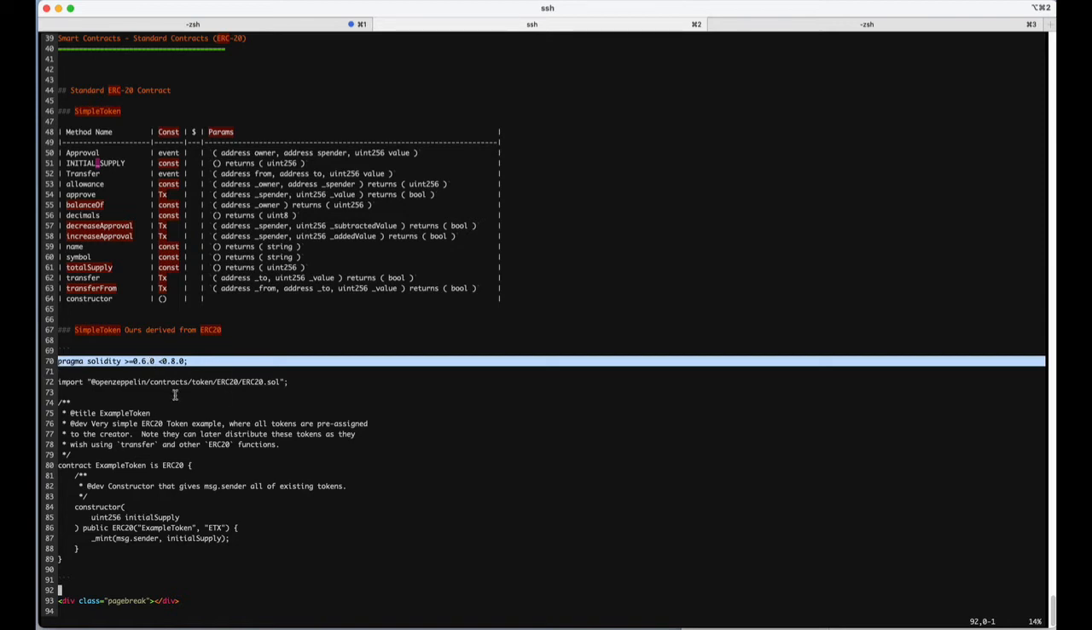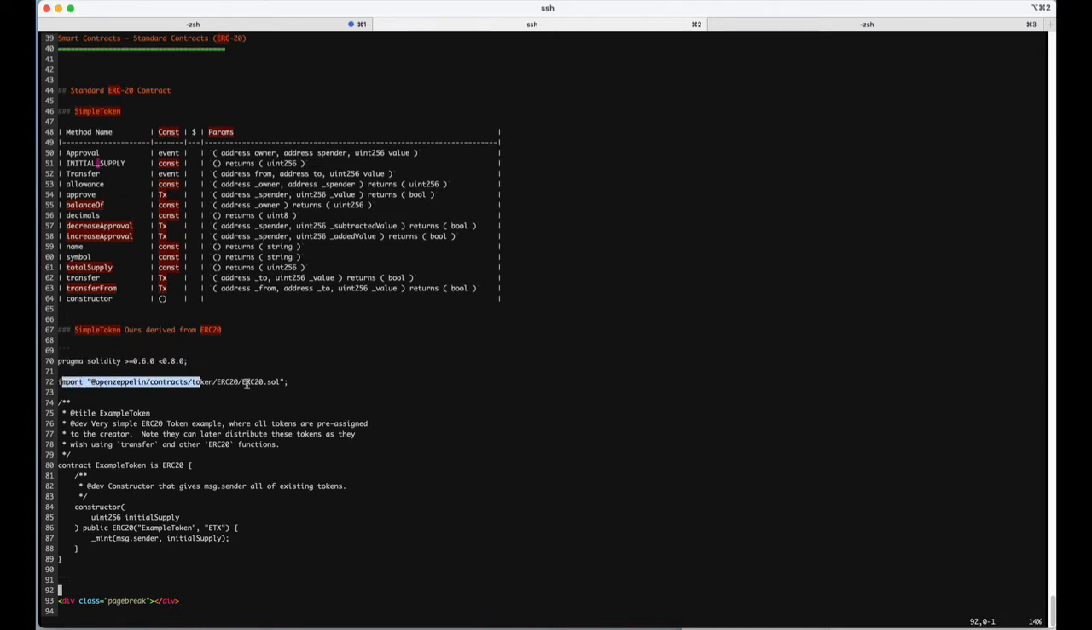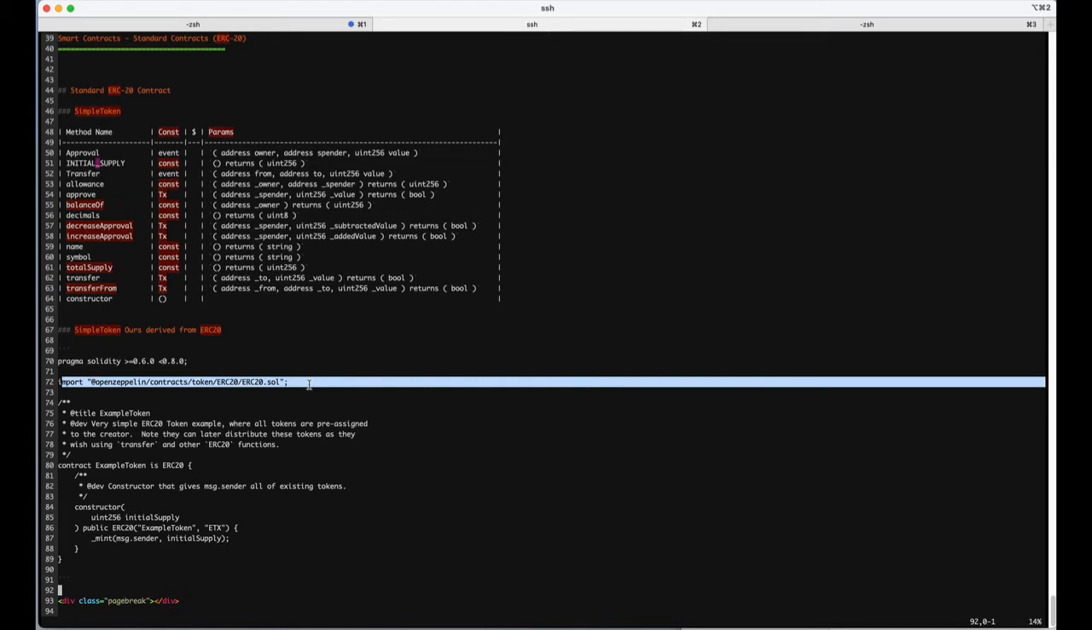And Solidity has gotten a lot better in the past year. They've quit making breaking changes to the language. So this pragma is actually working now, whereas before it wasn't really working the way you would want it to. The second thing is this import. I'm using the Open Zeppelin library.